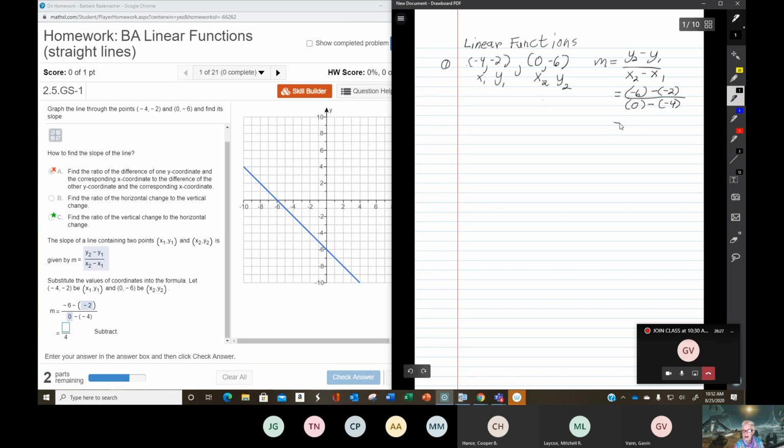Then what I'm going to have is -6. This minus gives me a plus 2. And this is going to be 0 minus minus, so it's a plus, 0 plus 4. So -6 plus 2 is -4. 0 plus 4 is +4. -4 over +4 is -1.